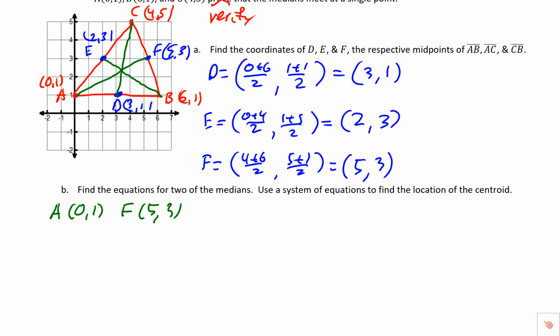And the other one I'm going to do is, let's do CD. I'm going to draw a little line here, and C is (4, 5), and D is (3, 1).